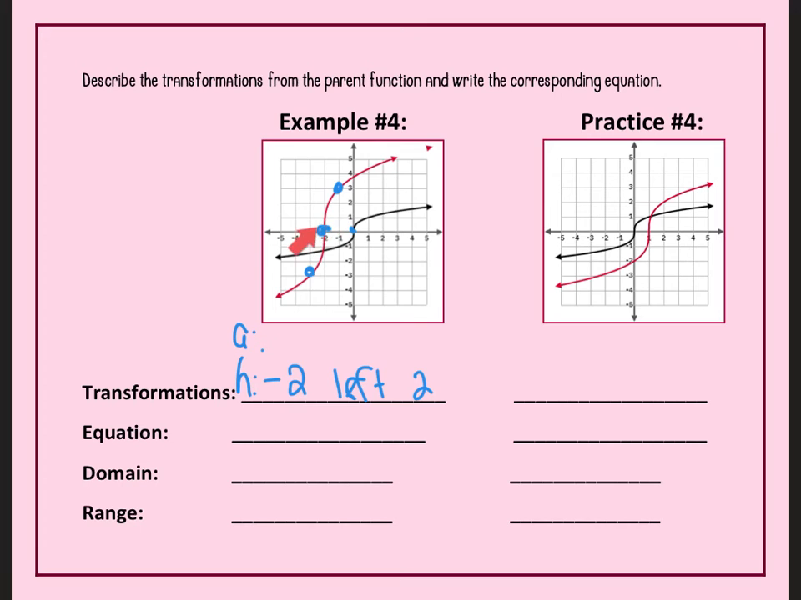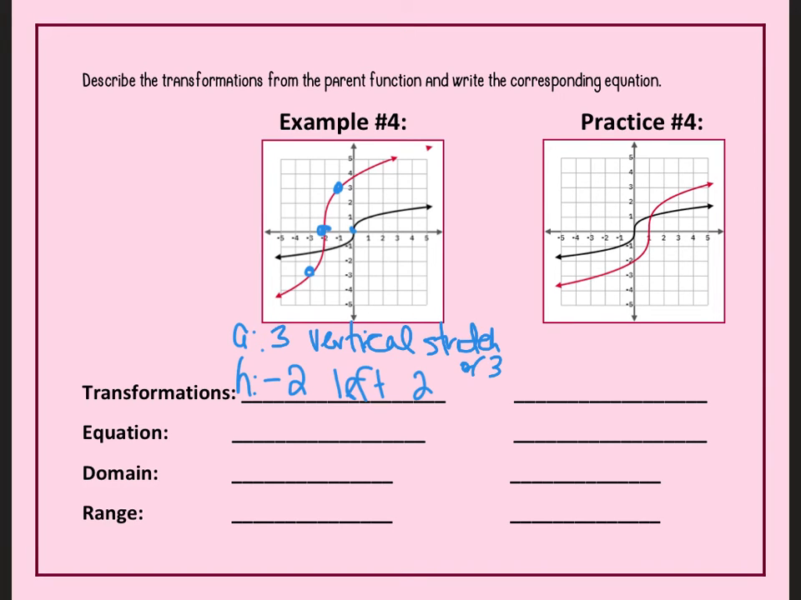Well, I look here from this point, and this graph went up 3 over 1, and the graph went down 3 over 1. So I'm confident that my vertical stretch is a 3 because it had a vertical stretch of 3. Okay. So those are all the values that I have here.